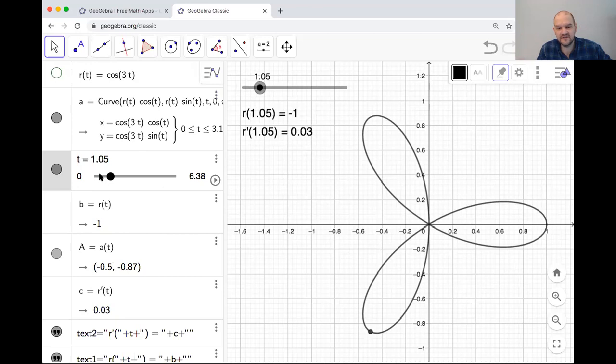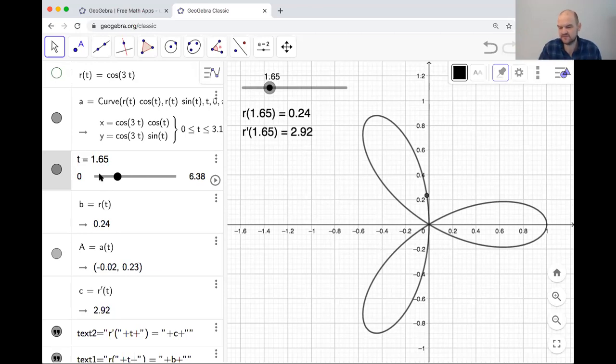r is negative, dr/dθ is positive. We go from getting farther from the pole to getting closer to the pole. So when r and dr/dθ have opposite signs, we're going to be getting closer to the pole. When r and dr/dθ have the same sign, we're going to be getting farther from the pole. And at that point where it switches, you're at a relative maximum or relative minimum.